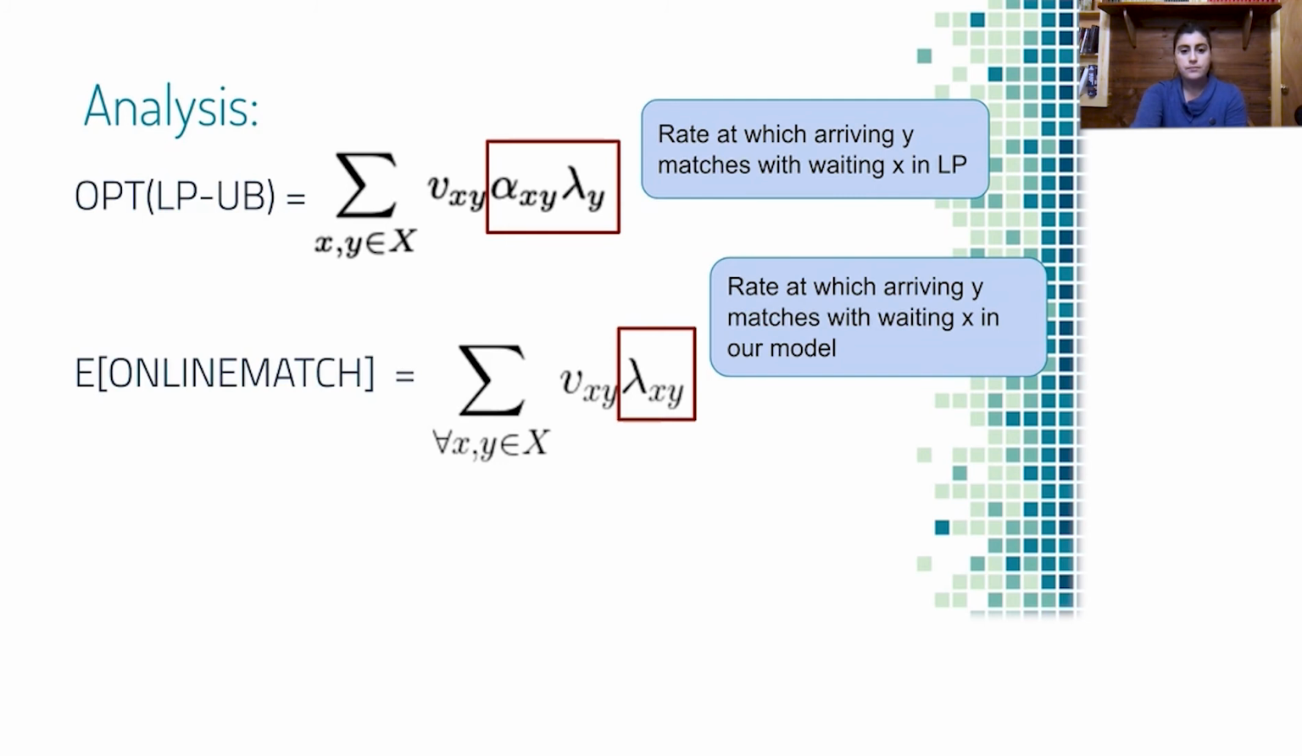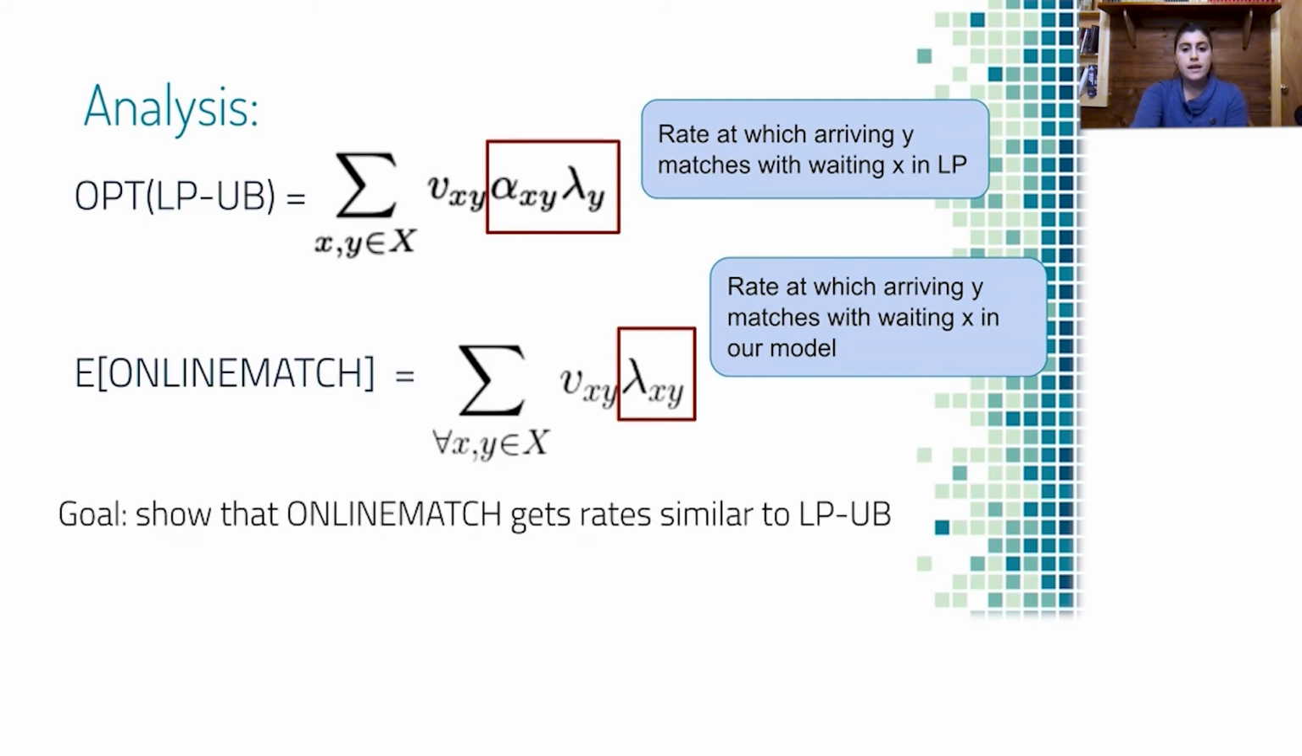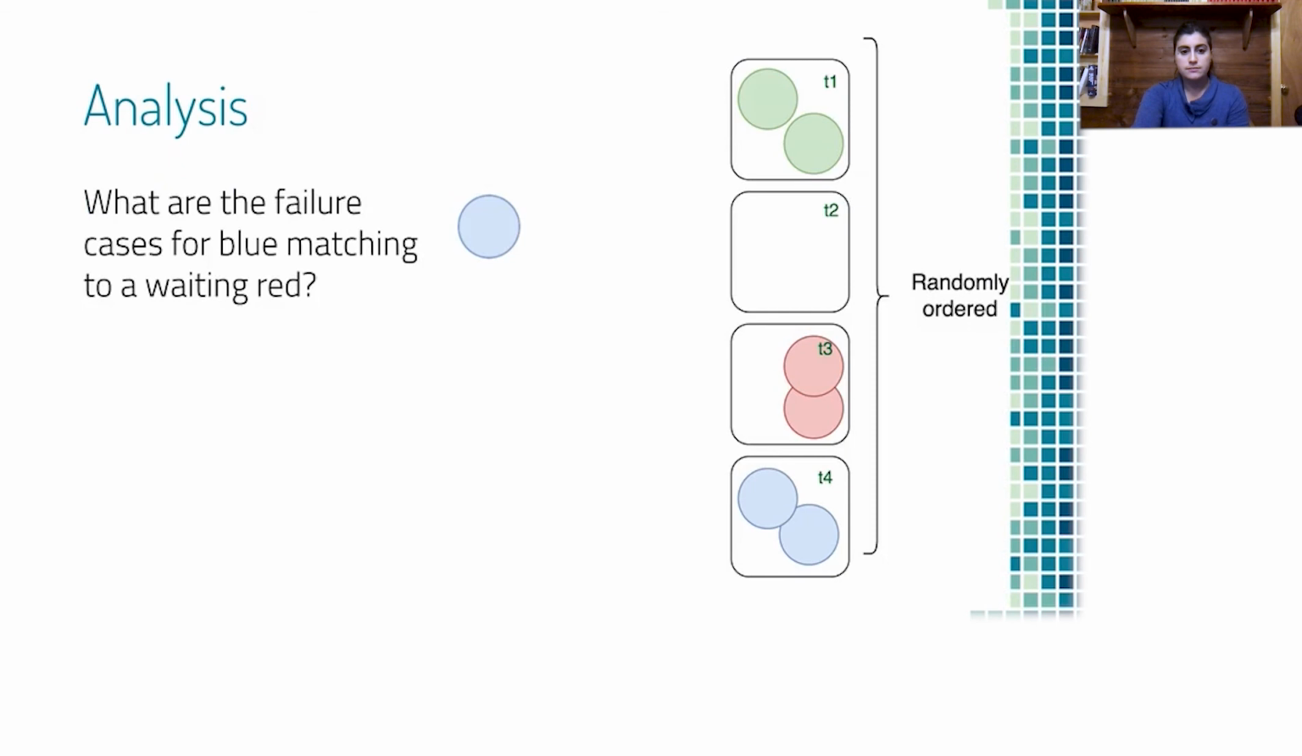So we would like to just show that in the way that we are running online match, the lambda xy is similar to alpha xy lambda y. We want to show that we're getting these matching rates similar to the LP upper bound. Okay, so let's think a little bit about how that works.